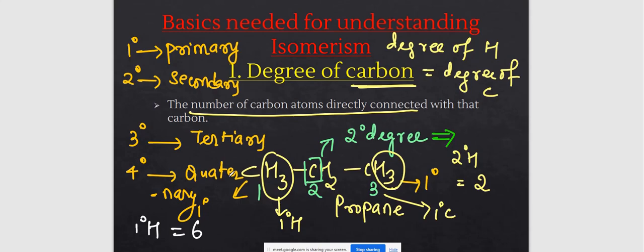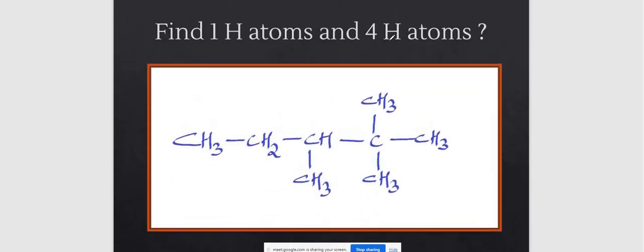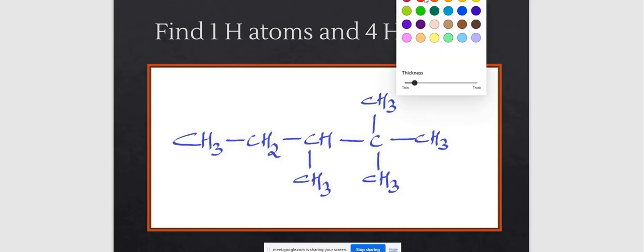Yes. Got the clarity now? Yes, ma'am. Okay, so we have an example here. Let us do this one. Find 1 degree hydrogen atoms and 4 degree hydrogen atoms. This is what we have to do in this question. Will you make a try?